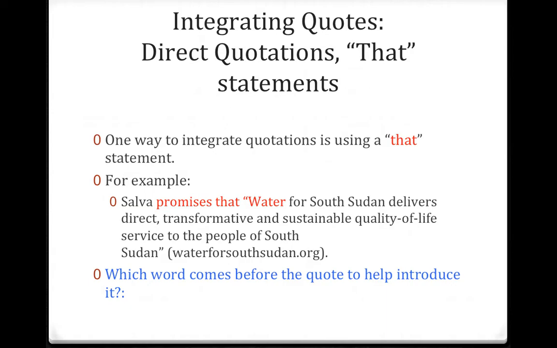Here's an example. Water for South Sudan delivers direct, transformative, sustainable quality of life service to the people in South Sudan. And this is my quote from the website. And again, I have my website in parentheses and a period. Which word comes before the quote to help introduce it? Go ahead and write that word. When you're using a that statement, which word would you put before the quote to help introduce it? Write that down in your packet.